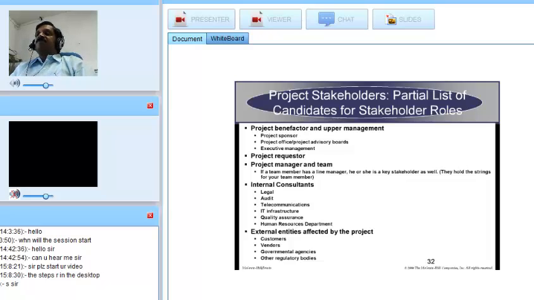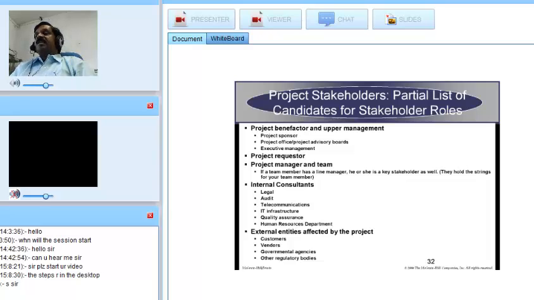They have a stake in the project, definitely, as we understand. And if a team member has a line manager, in many cases the project teams are a collection of people from different departments, then that line manager, as a supervisor, may even become a stakeholder. And of course, you may have internal consultants like legal, audit, telecommunication, quality assurance, and the HR department. HR is a main stakeholder because they have to provide you the necessary resources. Quality assurance people may have to coordinate with you to make sure that the project is done according to the quality specified as per your standards, ISO standards or whatever it is. So all these people could be stakeholders.